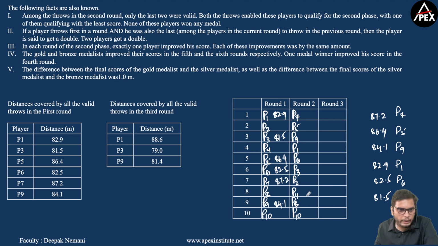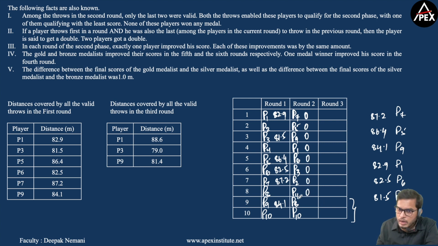Now in round 2, it is mentioned that only the last 2 throws were valid. So the throws of P8 and P10 were valid. Both the throws enabled these players to qualify for the second phase. That means the scores of P8 and P10 are among the top 6 scores, with one of them qualifying with the least score. So between P8 and P10, one person is in the 6th position, and none of these players won any medal. All the throws in round 2 of P7, P5, P9, P1, P6, P3 are invalid, so zeros.